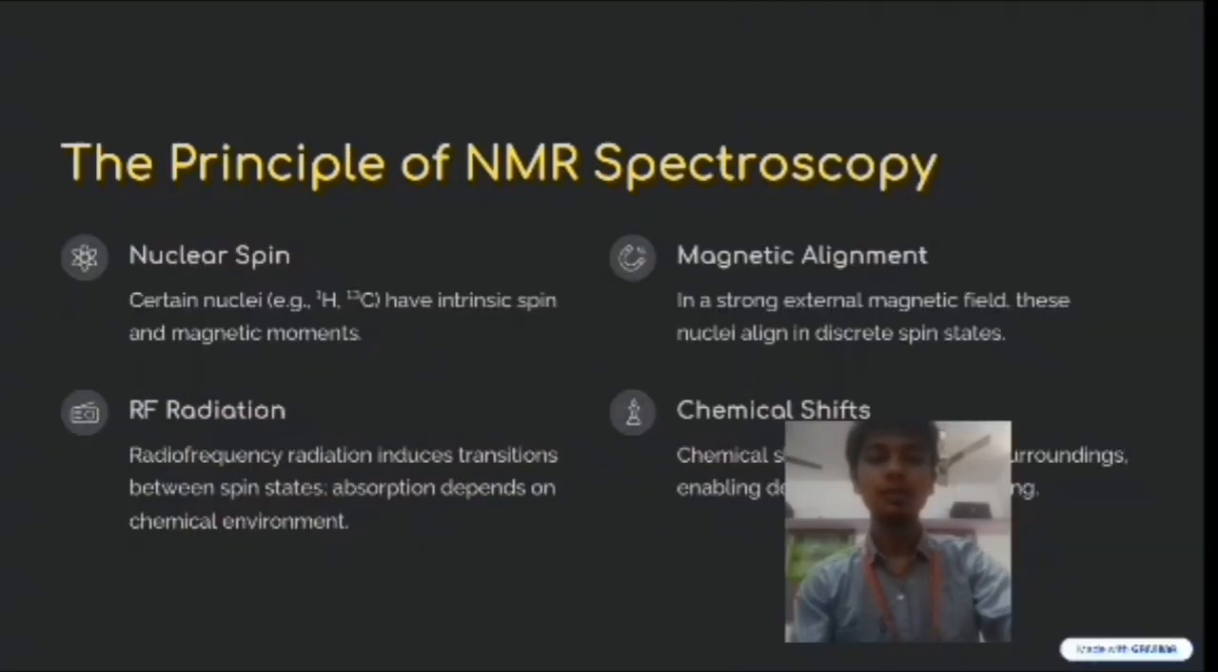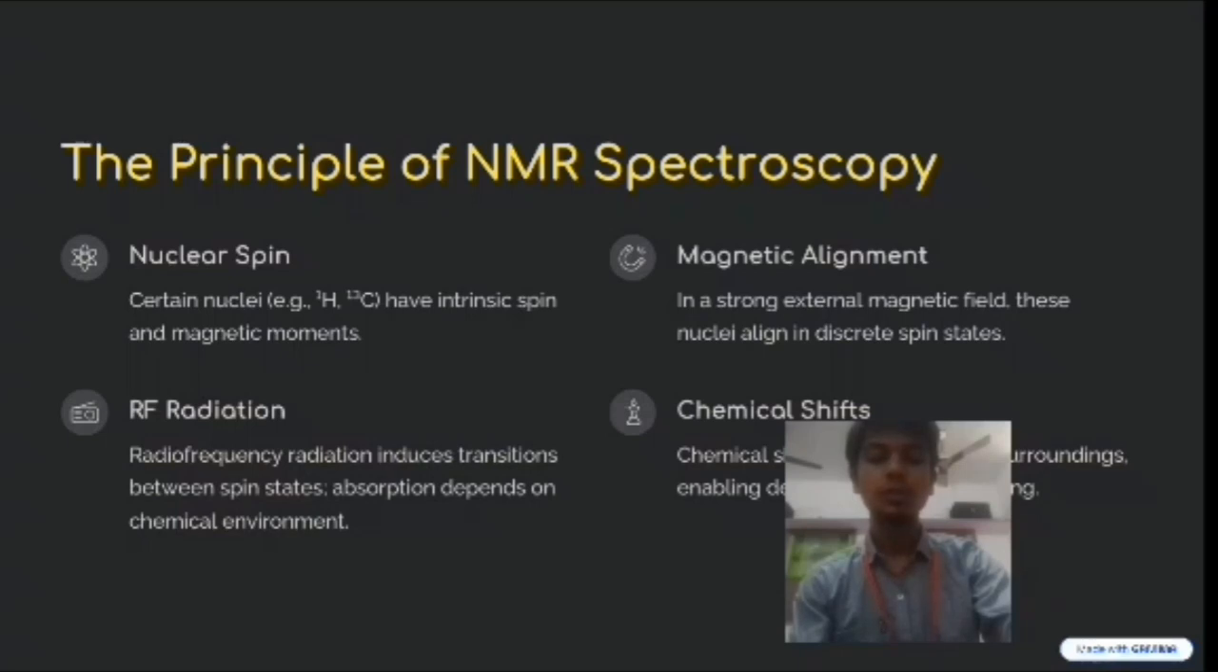The principle of NMR spectroscopy. NMR spectroscopy is based on the behavior of certain atoms' nuclei. When they are placed in a strong magnetic field, some nuclei like protons act as tiny magnets. How does it work? Spinning nuclei. These nuclei constantly spin on their axis and have a property called spin. Because of this spin, they behave like a small bar magnet.